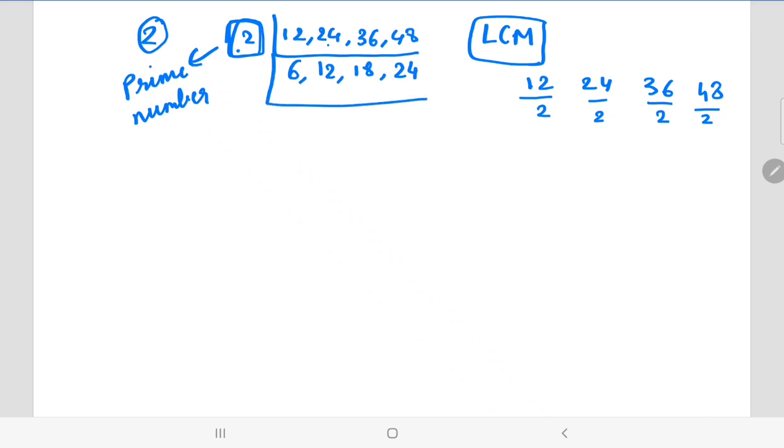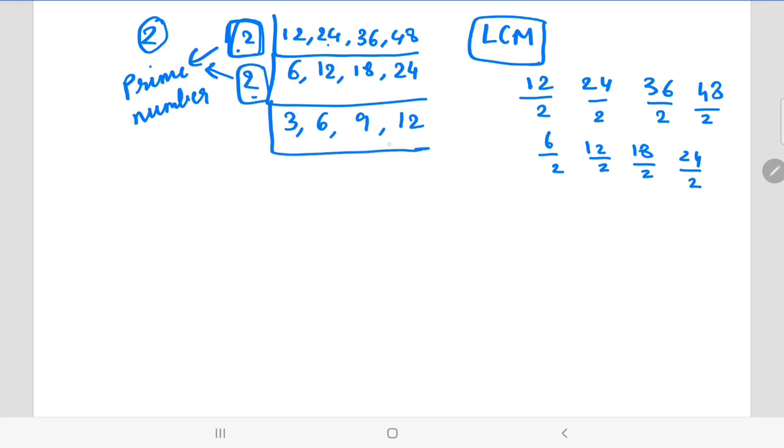Again, let me take 2. This is also a prime number. I already told you that 2 is a prime number. So first I need to do 6 divided by 2, which will give me 3. Next 12 divided by 2, which will give me 6. Next 18 divided by 2, which will give me 9. Next 24 divided by 2, which will give me 12. Now, 3 and 9 are not divisible by 2, right?